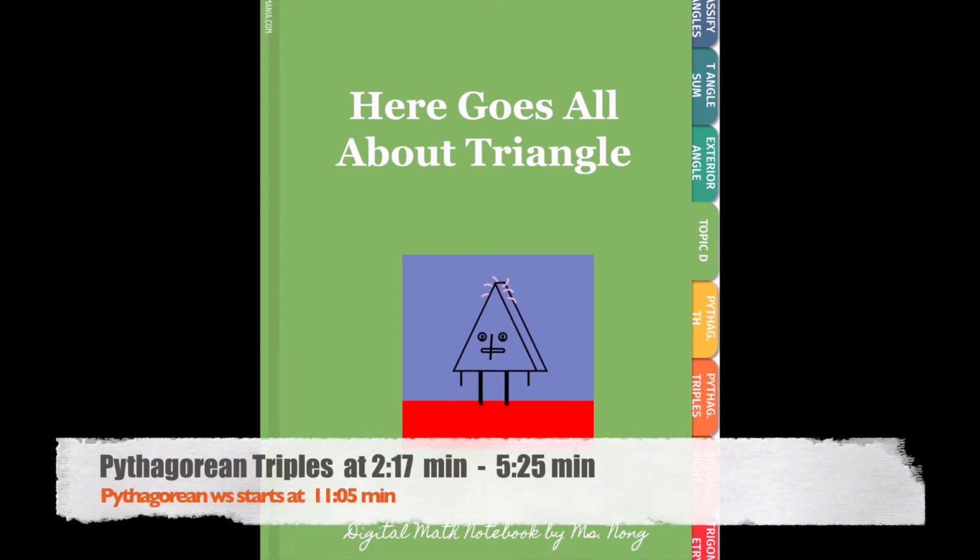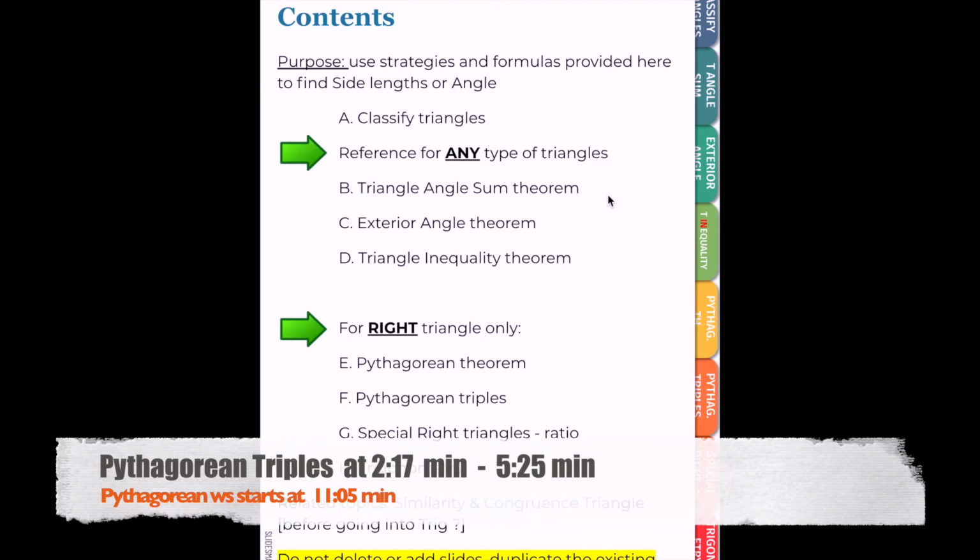Here goes all about triangles. In this digital math notebook by Ms. Nong, I'm showing you all topics I could think of related to triangles. We start off with the content page, two green arrows. The first one is on any kind of triangle.